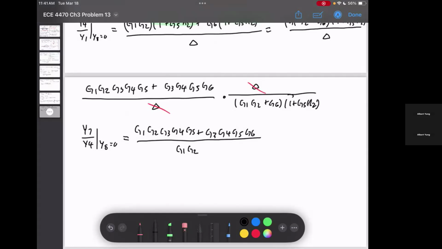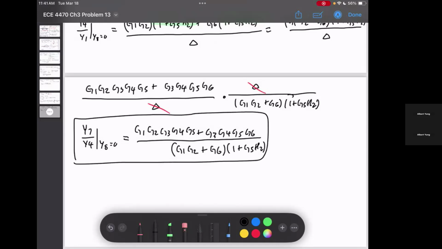So let's see, it's G1, G2 plus G6, 1 plus G5, H2. And this is our final answer for C.